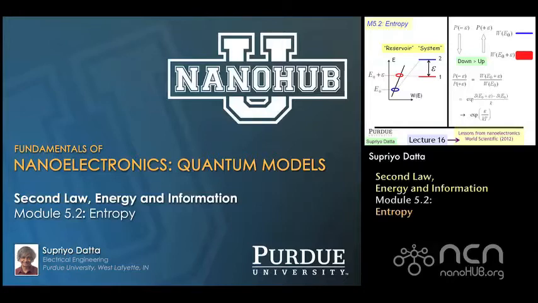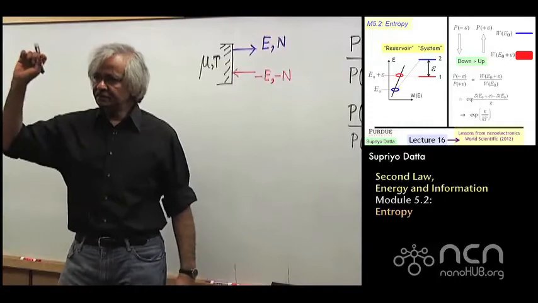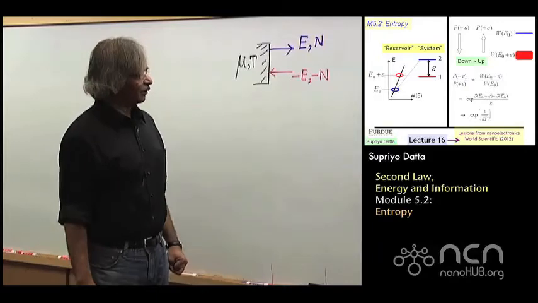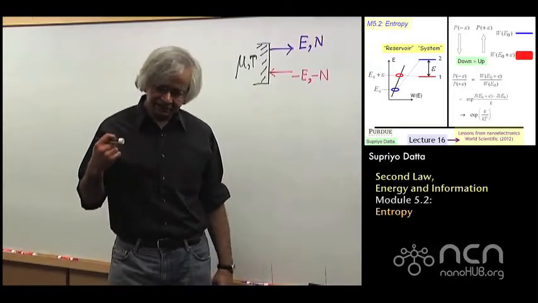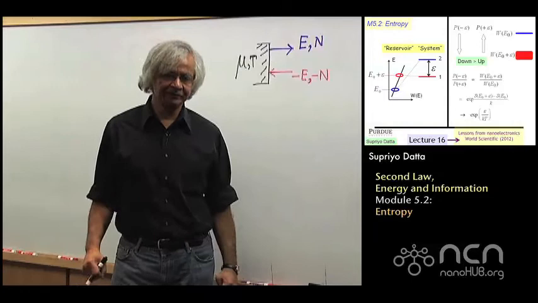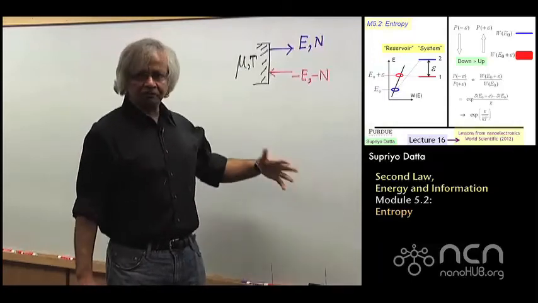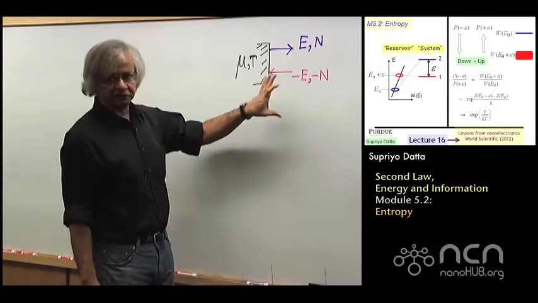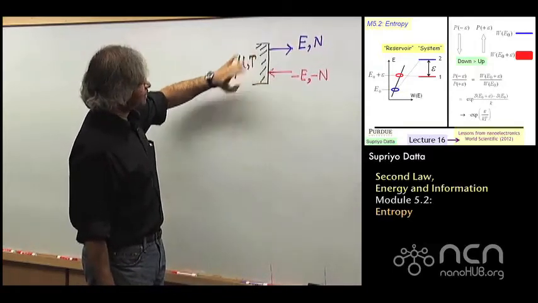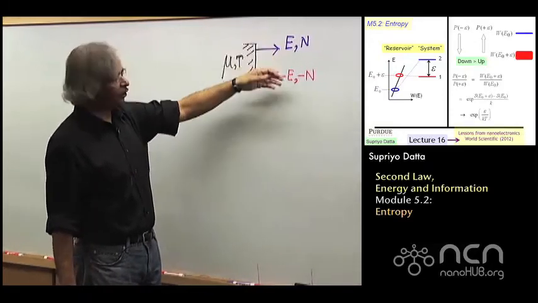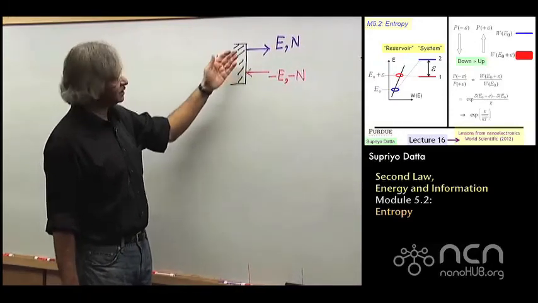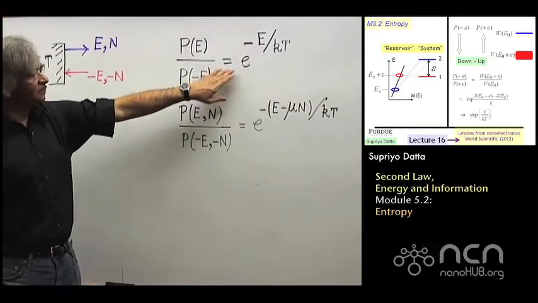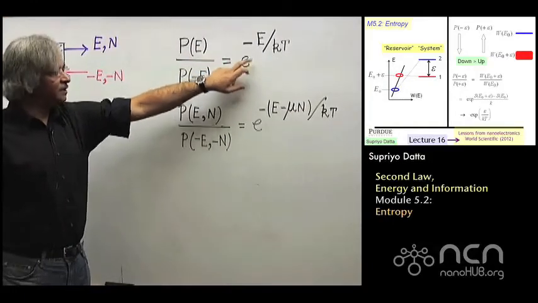nanoHUB-U, online instruction. Welcome to the second module for this week. And the first module, as you may recall, explained this idea of the second law of thermodynamics. In order to comply with it, one of the basic relations that must be observed is that whenever you take an amount of energy E from a reservoir or dump an amount of energy into it, the ratio of these absorption and emission processes must be related by this exponential.